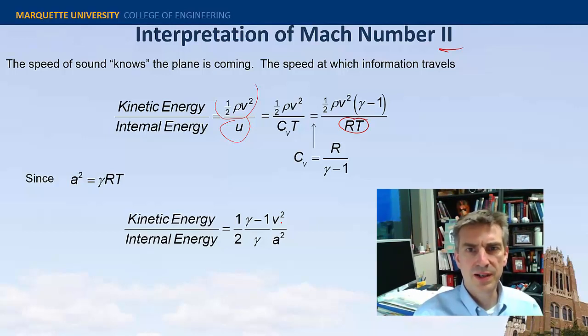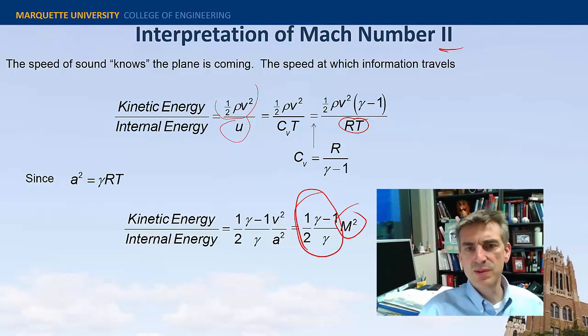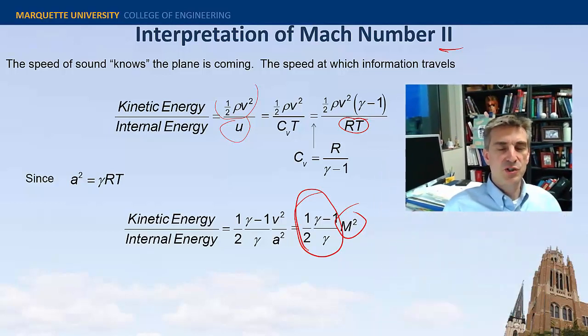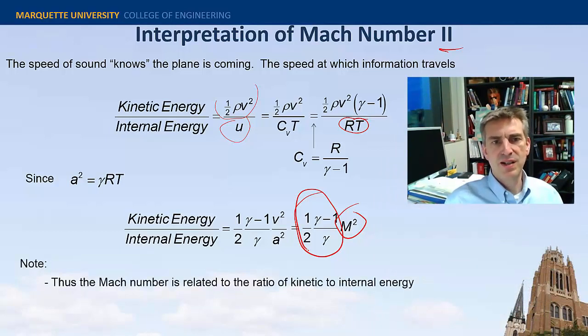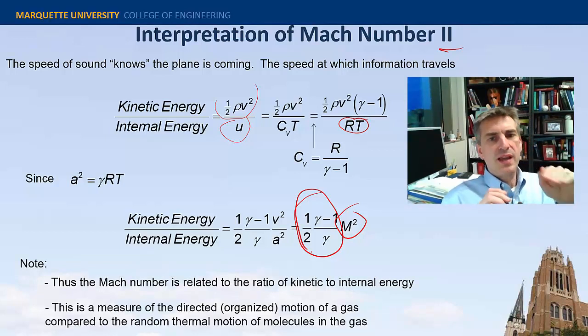Now, look what I got going on here. I got V squared over A squared. So I can collect that together, and I get Mach number. And this is just a bunch of constants here, right? So it says then that the energy over the internal energy is really a definition of just the Mach number. Thus, the Mach number is related to these two. And that this is really a measure of the directed flow.